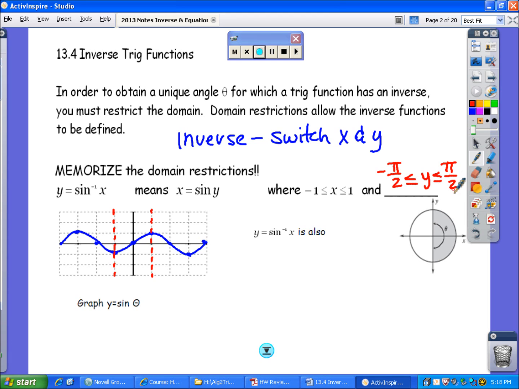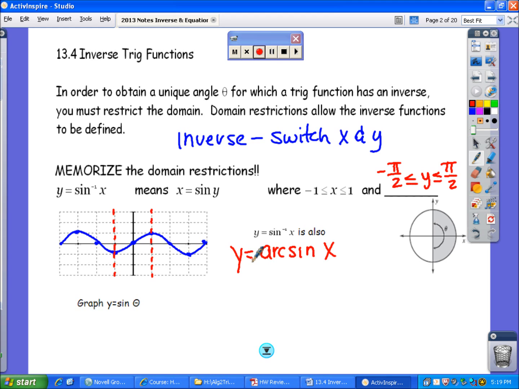And if you read at the beginning, in order to obtain a unique theta, for a trig function to have an inverse, you must restrict the domain. Domain restrictions allow the inverse functions to be defined. Now, another way of representing the inverse sine is also called the arcsine. The arcsine of x is just another notation that means the inverse of sine. You're going to switch your x and your y. So y equals the arcsine of x. And we'll show you how that comes into play in a minute.